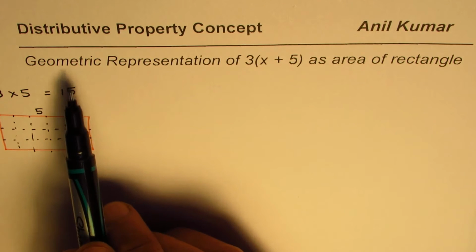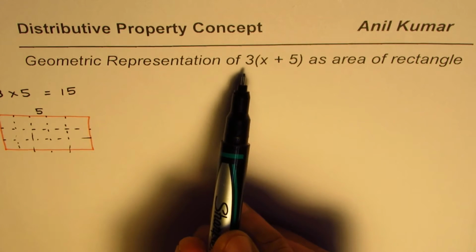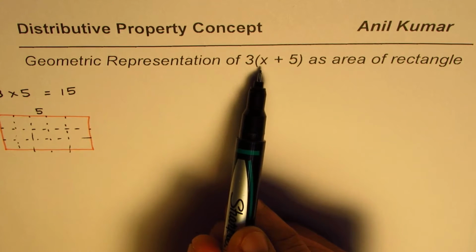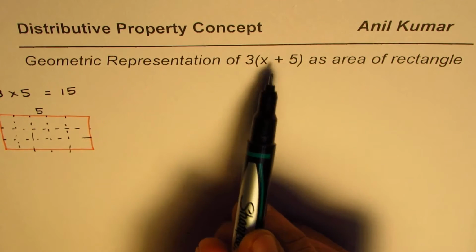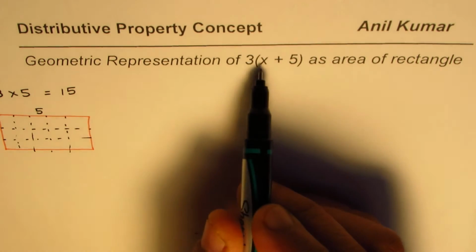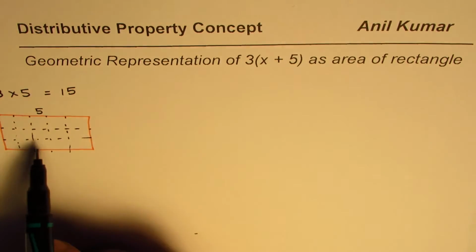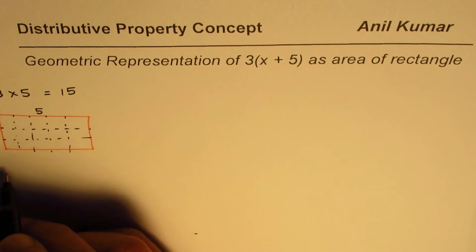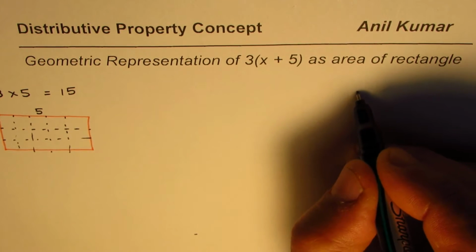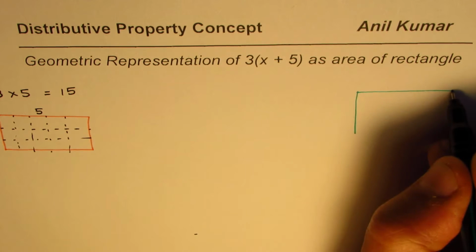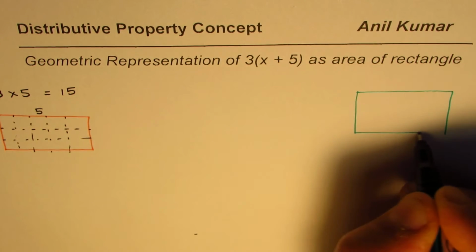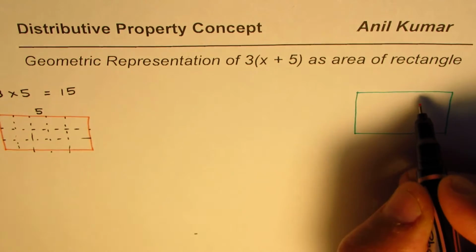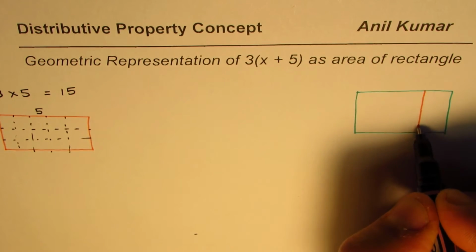So we'll do the geometric representation of 3 times, instead of 5, I'm taking a polynomial x plus 5, right? So it's slightly different. It is 3 times x plus 5, but the concept is the same. So let's build on this concept. This time, let me make a rectangle here. Now one side is again 3 for us. However, the other side is x plus 5. So don't go with the scale this time.